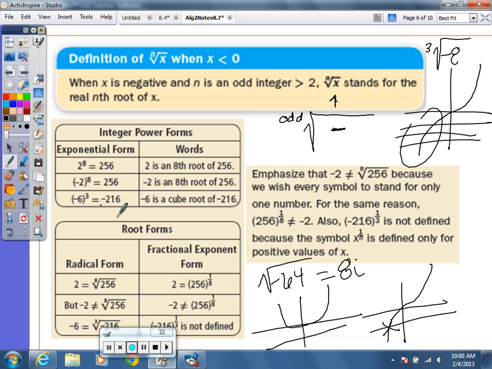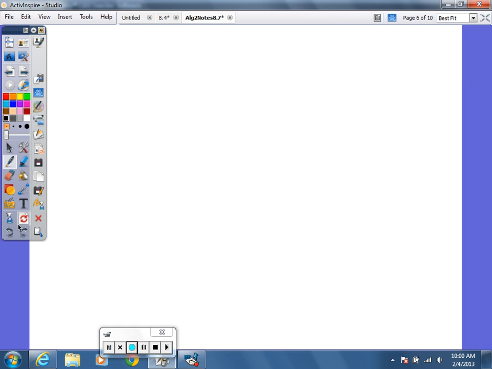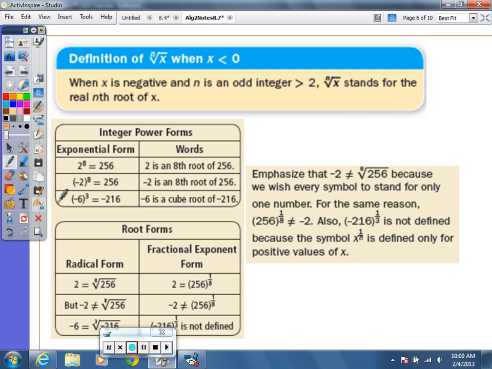So here are some things you might want to jot down. 2 to the 8th equals 256. 2 is an 8th root of 256, and it's a real number. -2 to the 8th is 256. -2 is an 8th root of 256. It is true, because there should be 2 of them on those.